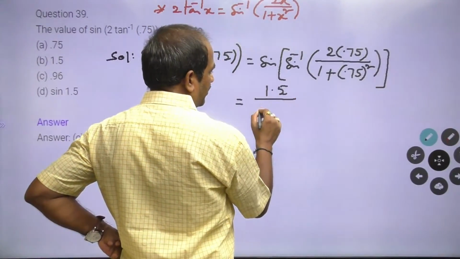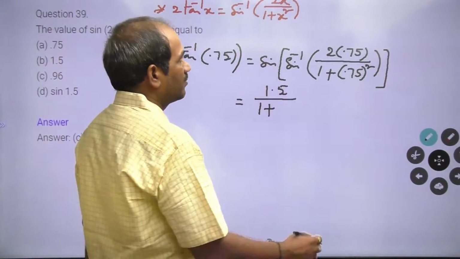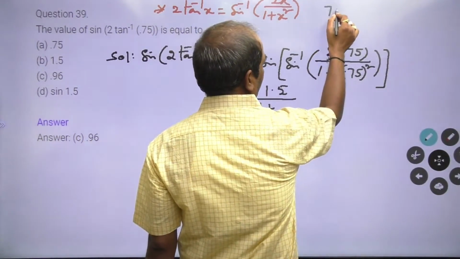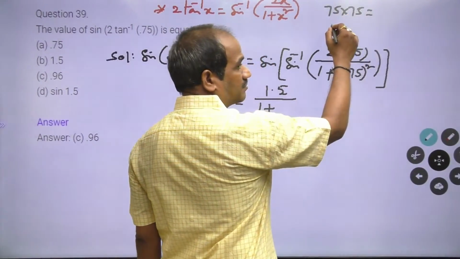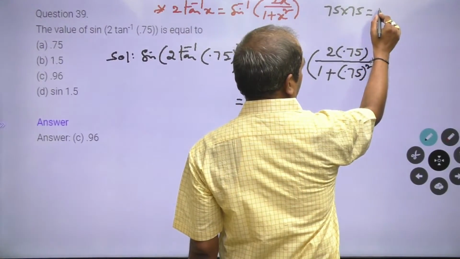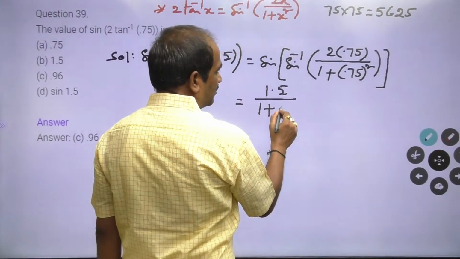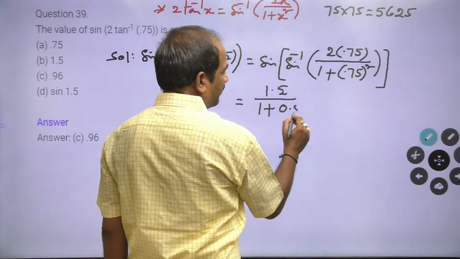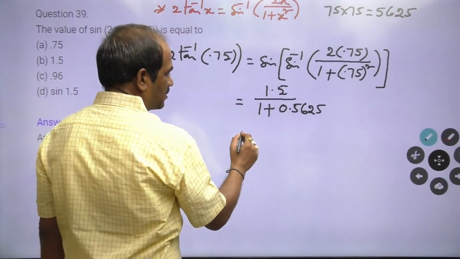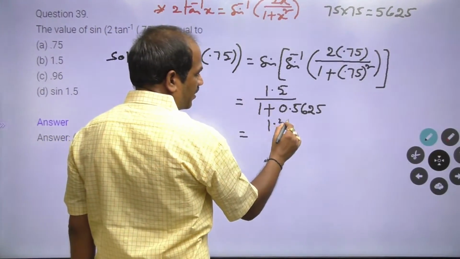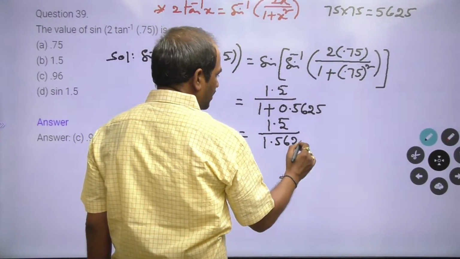By the denominator, 1 plus 0.75 whole square. See here, 75 into 75 is 5625, so this is 0.5625. So that is equal to 1.5 by 1.5625.